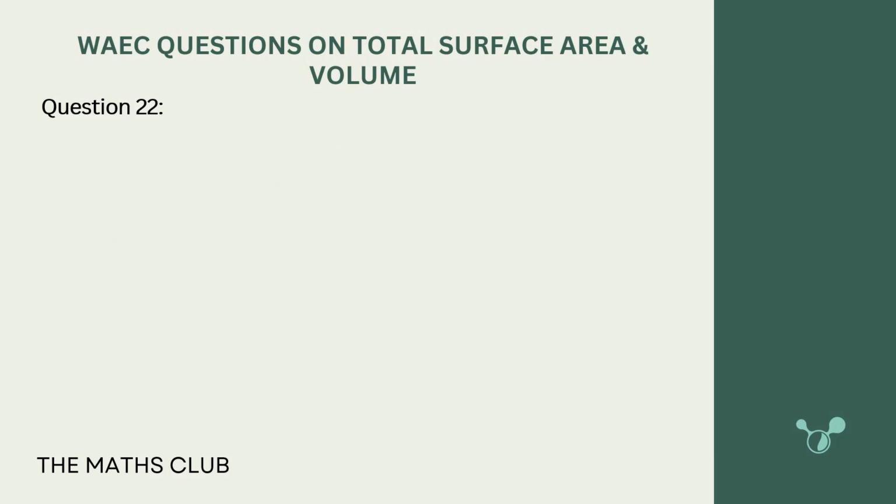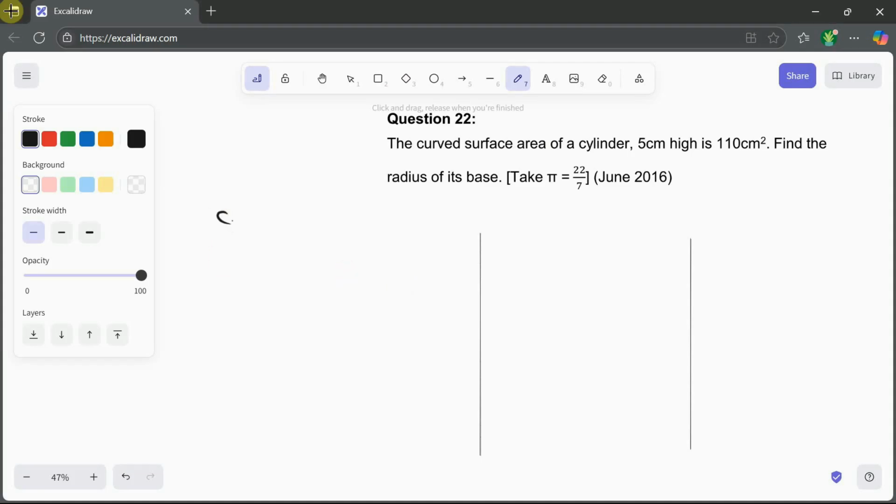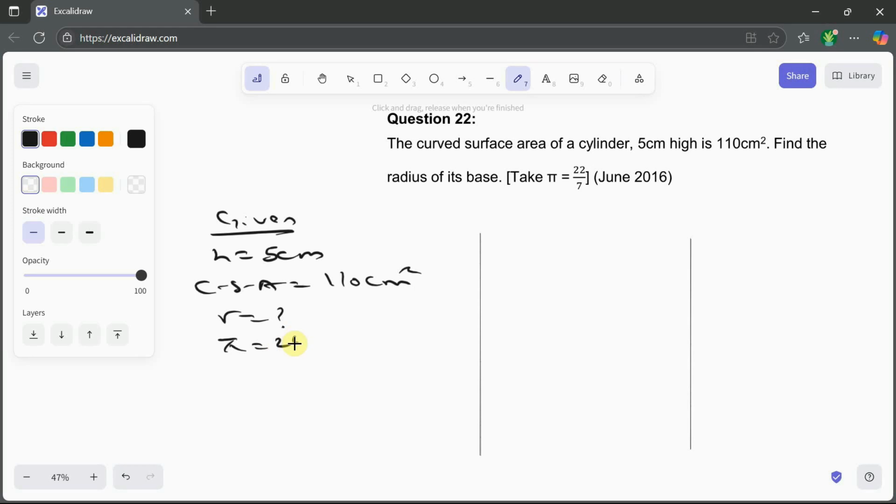Great. Question 2 says that the curved surface area of a cylinder 5 centimeter high is 110 centimeter squared. Find the radius of its base. Take pi to be 22 over 7. This is from June 2016. So what are we given? We're told that the height of the cylinder is 5 centimeter, and the curved surface area of the cylinder is 110 centimeter squared. We're told to find the radius of the base, and to take pi to be 22 over 7.